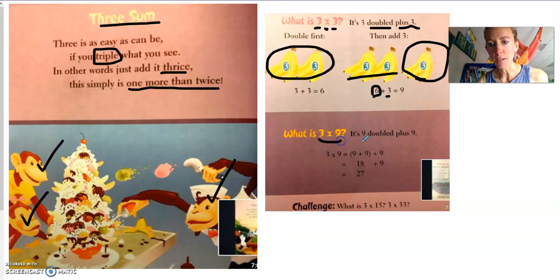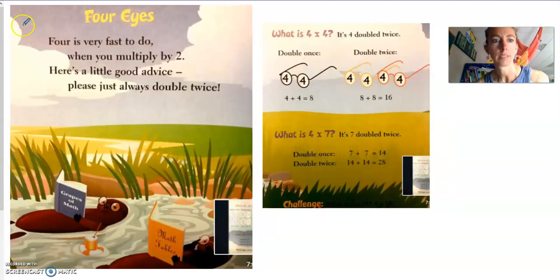So what's 3 times 9? Well, that's double the 9 plus another 9. Double 9 is 18, add on a 9 is 27. Okay, let's check out the next factor. The next factor is 4.